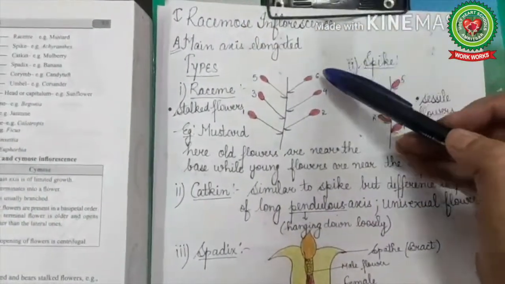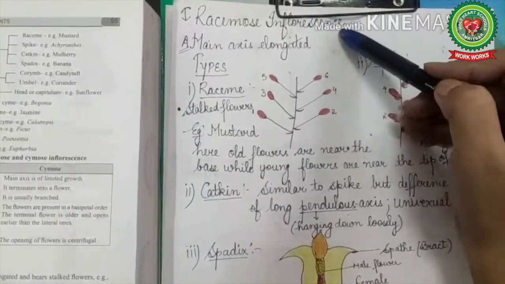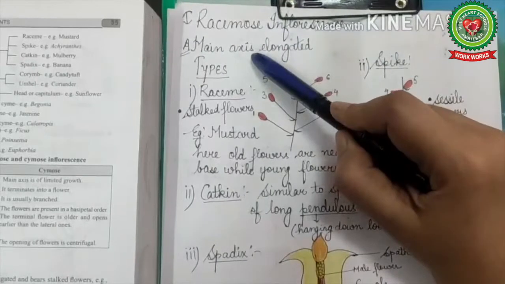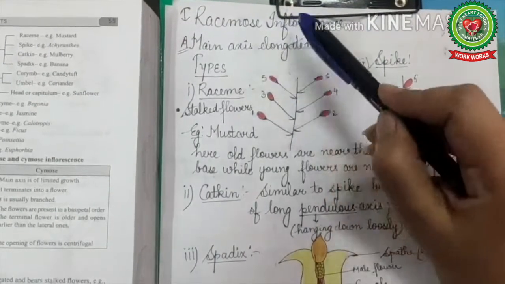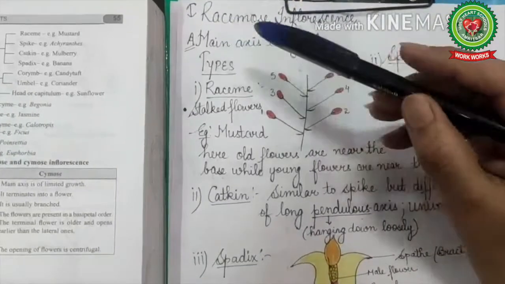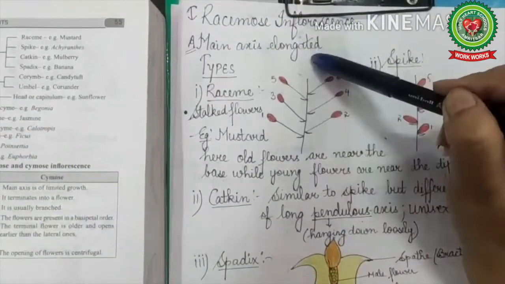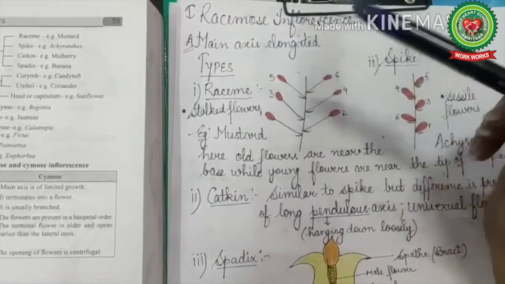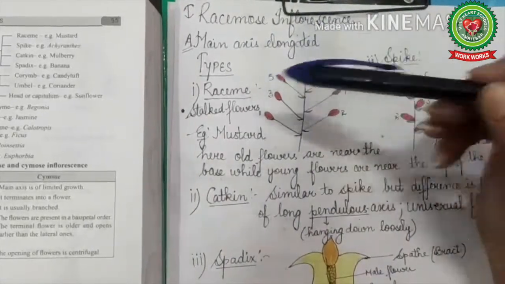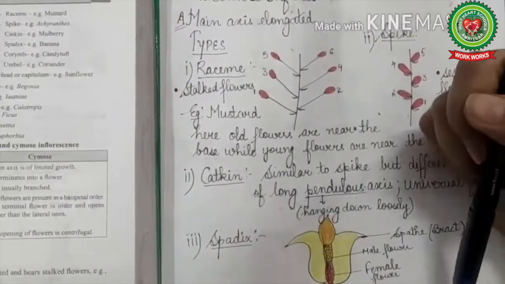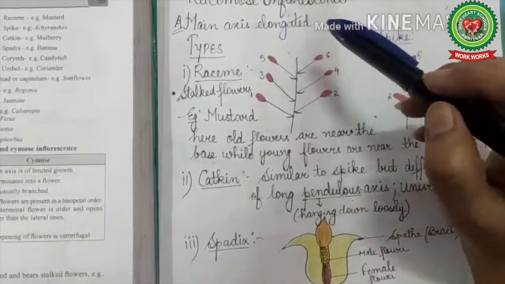So proceeding ahead with the types of inflorescence, we have here the first type, that is racemose inflorescence. Now in racemose inflorescence, according to the length of the axis, we have yesterday discussed peduncle or rachis. So the first one is main axis elongated. When I say main axis elongated, it has four subtypes: raceme, spike, catkin and spadix. Now we'll discuss each one of them individually.